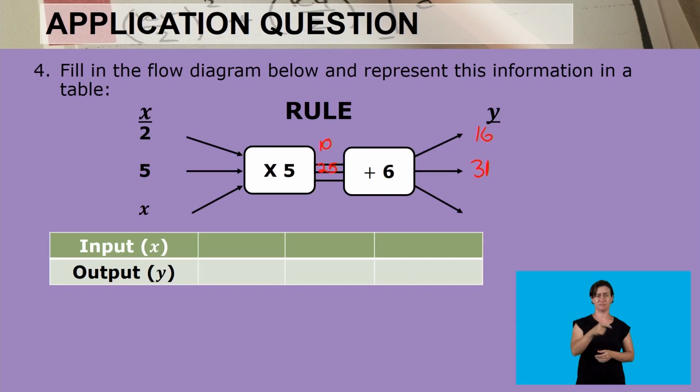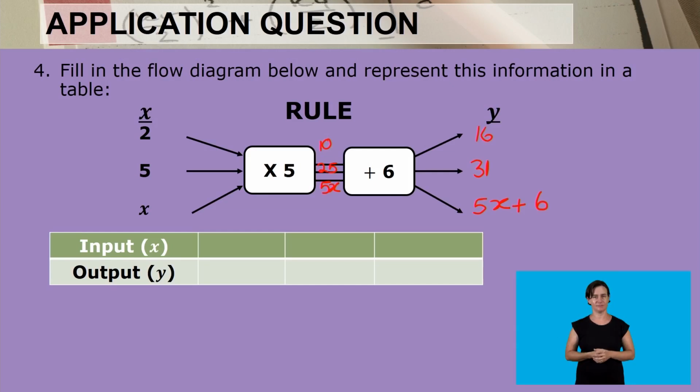What about when the input value is an x? Now when the input value is an x, of course we know that x multiplied by 5 will be 5x. And if we add 6 onto that, that is going to be 5x plus 6. And that immediately gives us our formula using those symbols there.